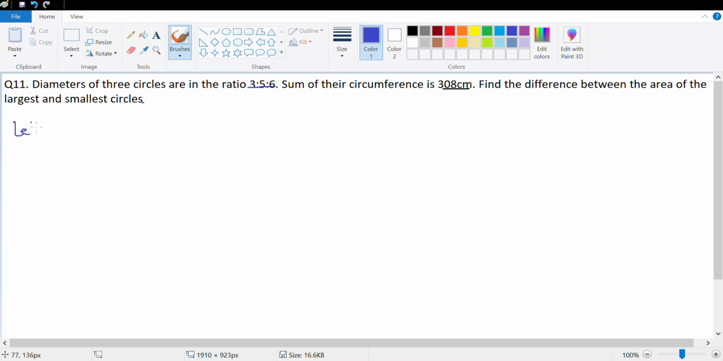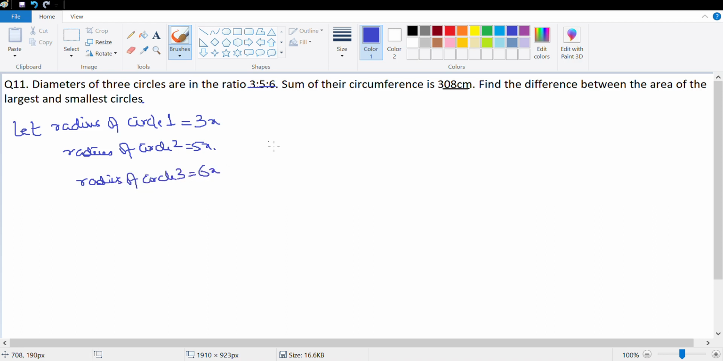So let radius of circle 1 be 3x, radius of circle 2 be 5x, and radius of circle 3 be 6x. Diameters are in this ratio, radius will also be in the same ratio. Let's look at an example. Let's say the diameters are 6 centimeter, 10 centimeter and 12 centimeter. This is in the ratio 3, 5, 6.